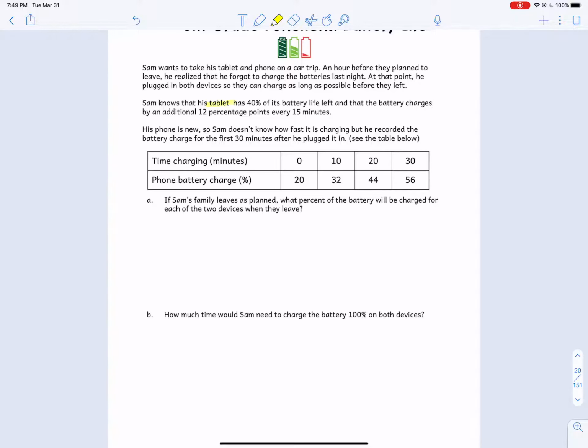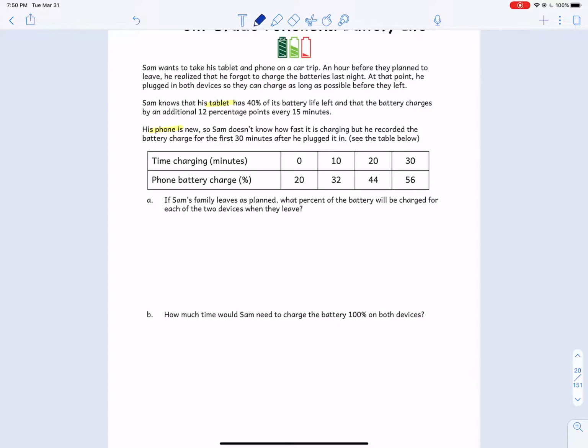He has a tablet, and he knows how quickly it charges, and he's also got a new phone, but he doesn't know exactly how quickly it charges. But he plotted some percentages in this table. He has the time he plugged it in and the battery percent, and then he wrote it down every 10 minutes. So you can see that in the table. And then the first part is asking what percentage of the battery will be charged for each of the two devices when they leave.